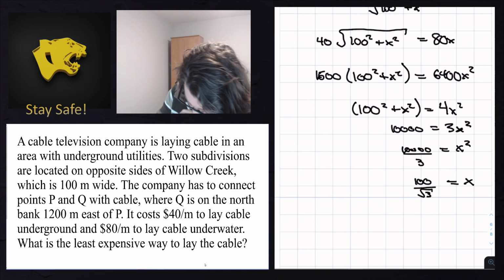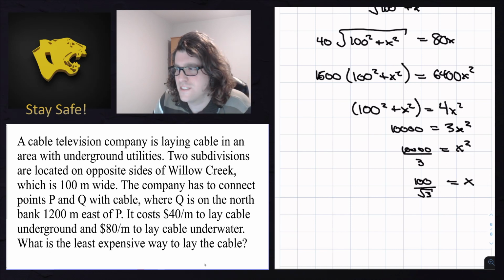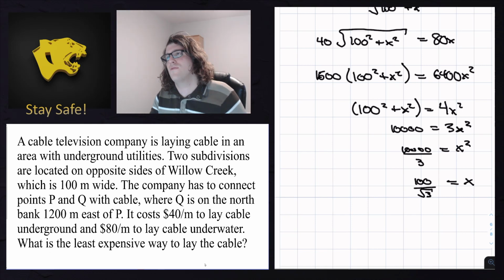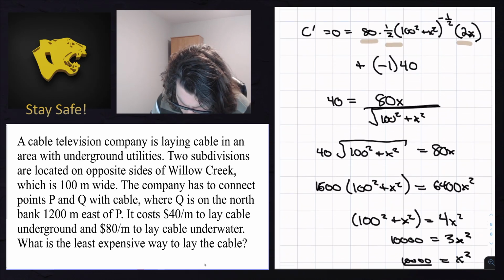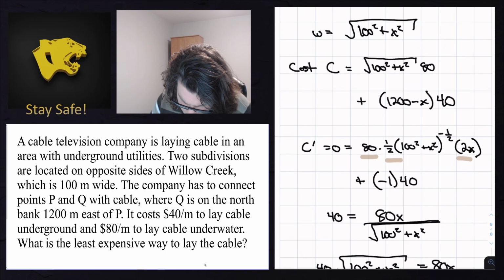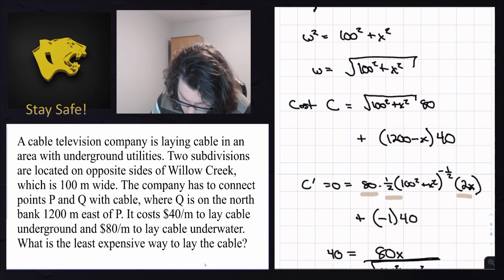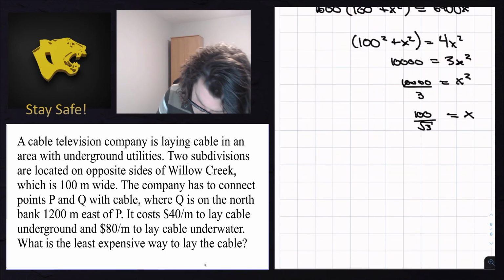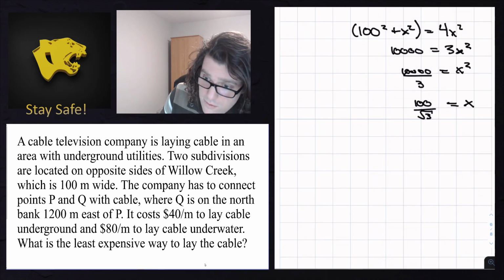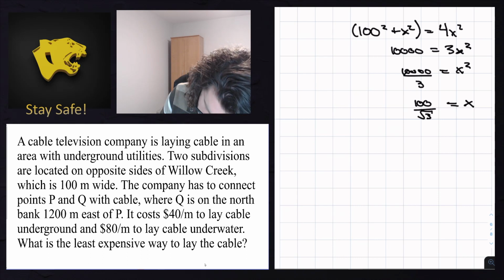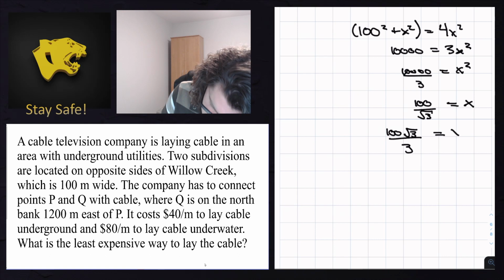I don't care about negative values of X, because that doesn't make a whole lot of sense. That would mean it would be back in the other direction. I don't think that's worth really getting into, so I'm not going to bother. So that would mean that 100 root 3 over 3 is our X value.